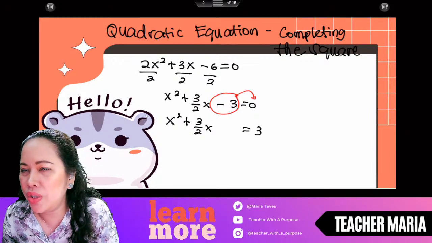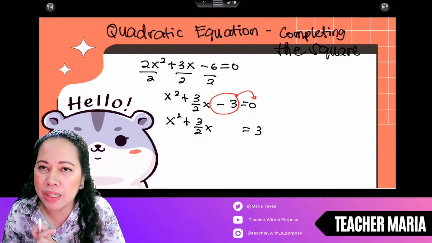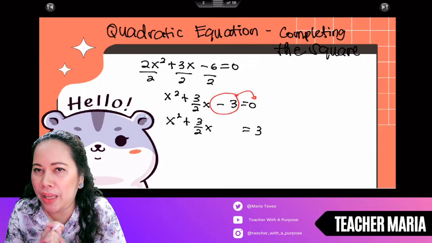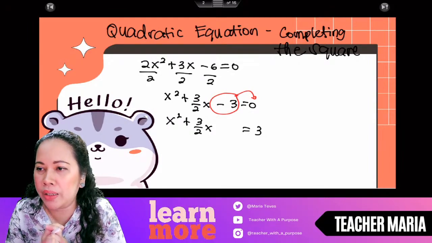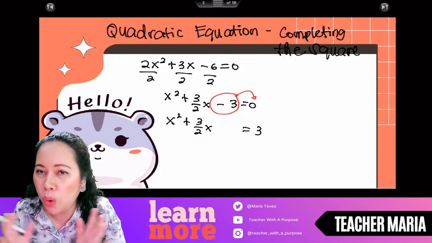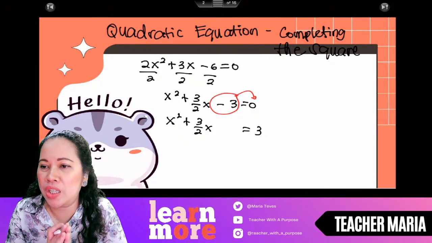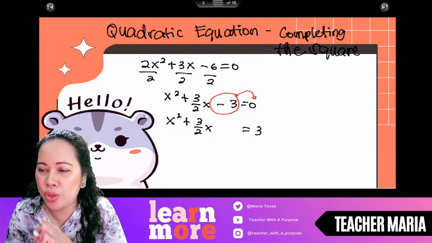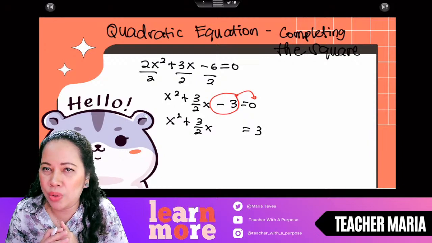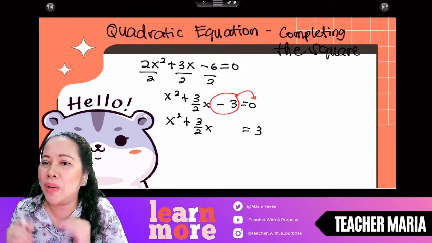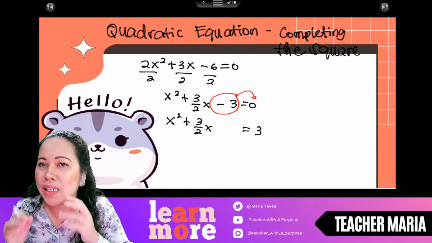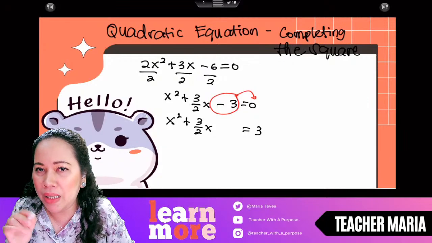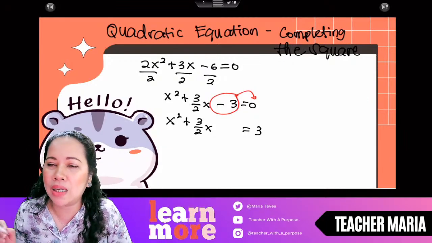Okay, so just to recap, if your quadratic equation, which is not factorable, has a coefficient that is not 1 for x squared, you have to divide the whole equation by the coefficient of x squared. So for this case, since the coefficient of x squared is 2, you have to divide everything by 2. So you'll get x squared plus 3 halves x minus 6 divided by 2 is 3. So minus 3. Sorry, the next step is you transfer minus 3 to the other side of the equation.